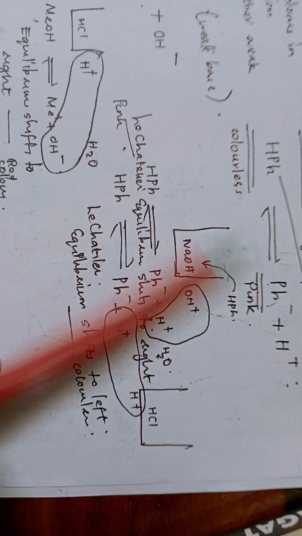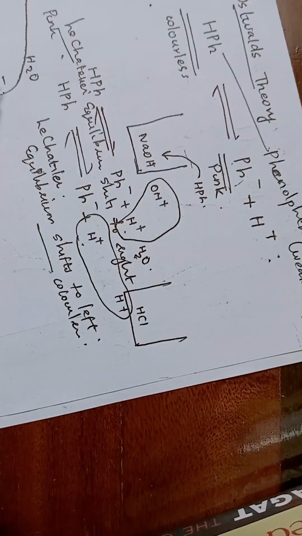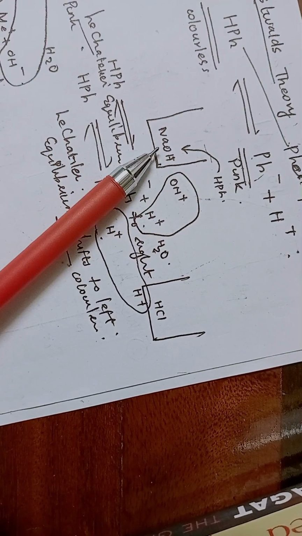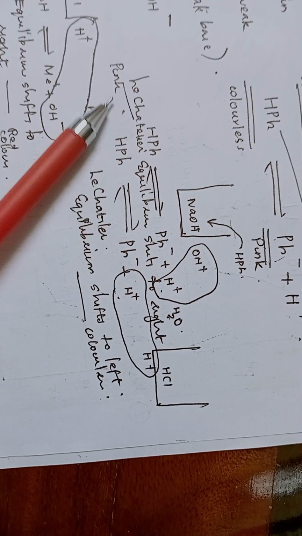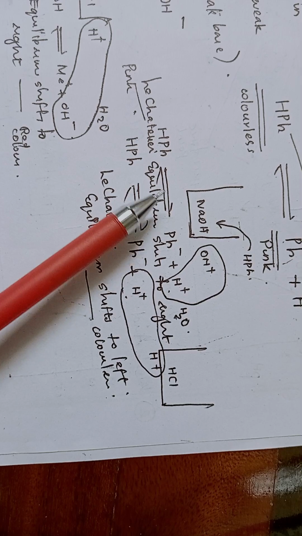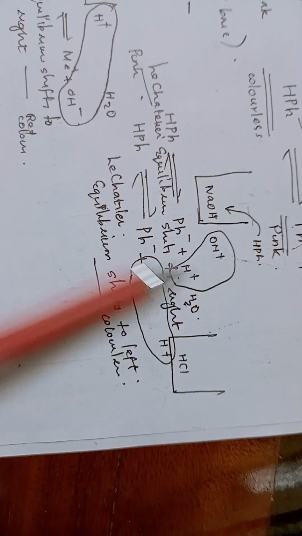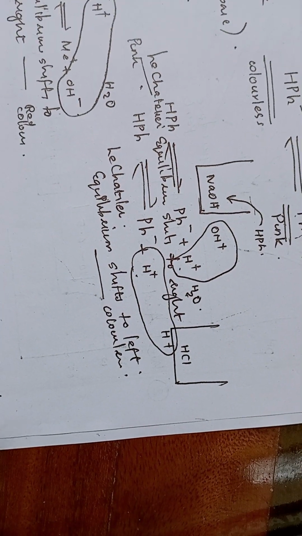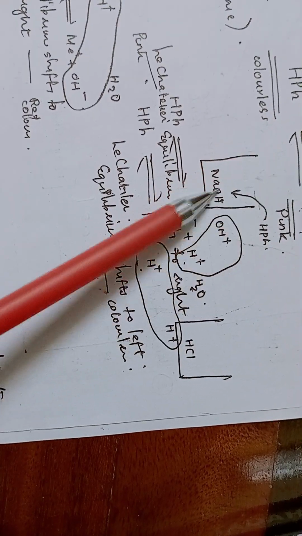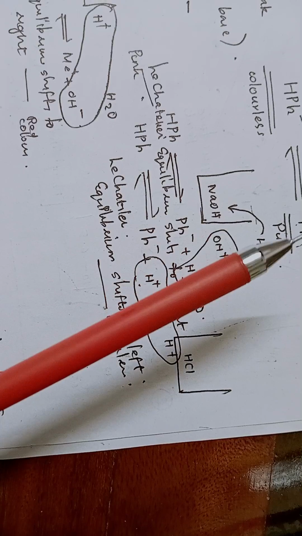If we detail this with phenolphthalein as an example, we are considering NaOH in a beaker. We take NaOH in a beaker, then we add phenolphthalein to this. So according to Le Chatelier's principle, as we know, NaOH liberates OH minus ions, right? So that OH minus and the hydrogen liberated from phenolphthalein combine to form water, leaving Ph minus, which is pink in color.